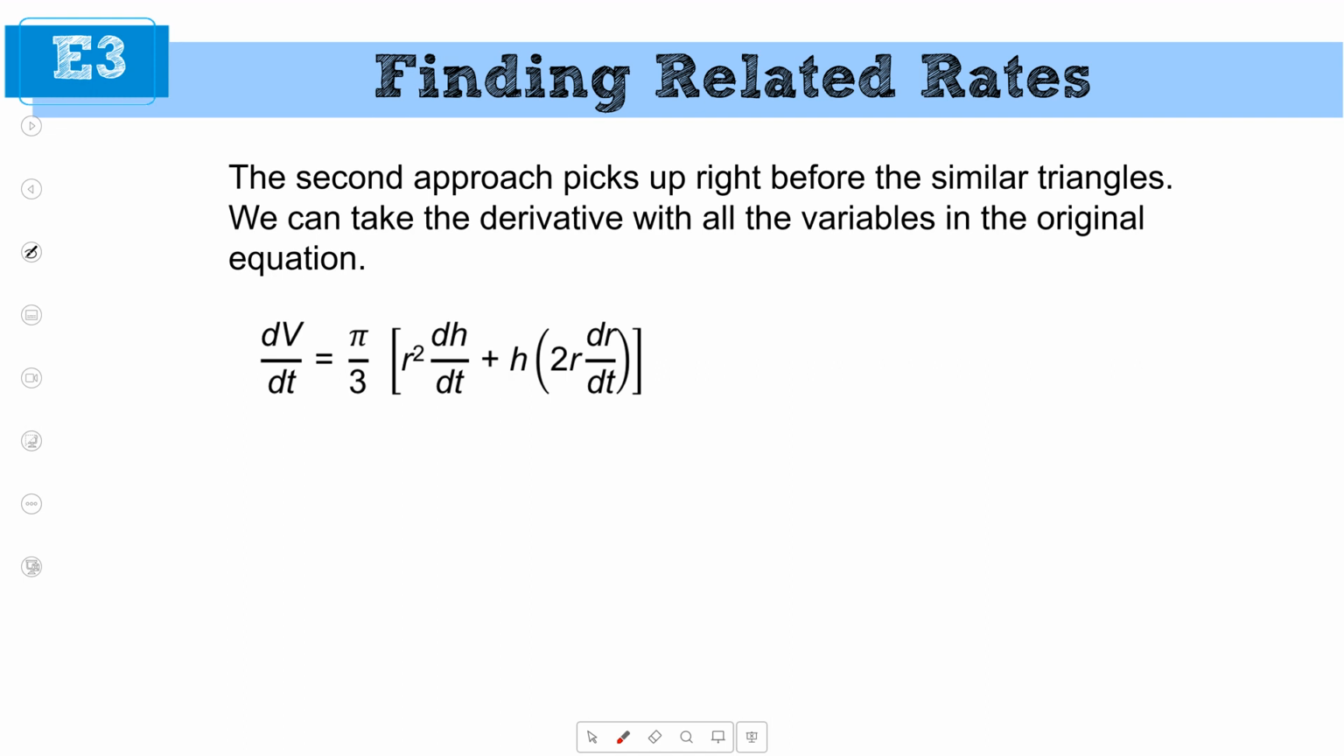5. 5. dV/dt, r, dh/dt, h, and, oh wait, I counted wrong. 1, 2, 3, 4, 5. Right? 5. Good. Okay. We know dh/dt, we know h, we know dV/dt. And so all of a sudden some variables pop up that we don't know how to solve for.